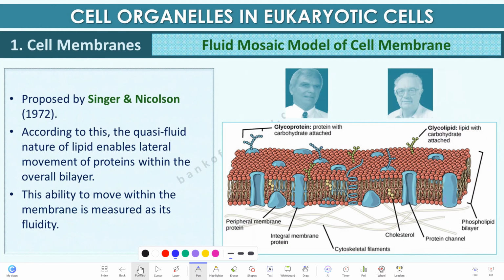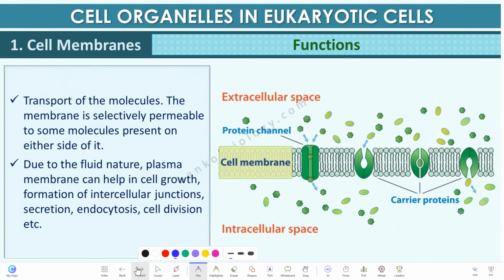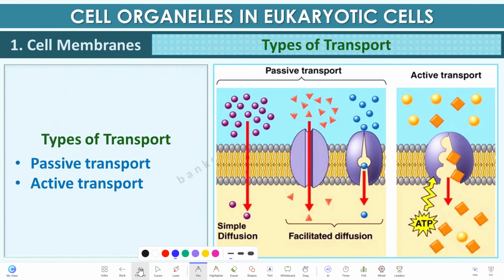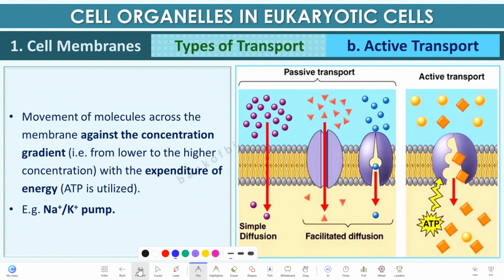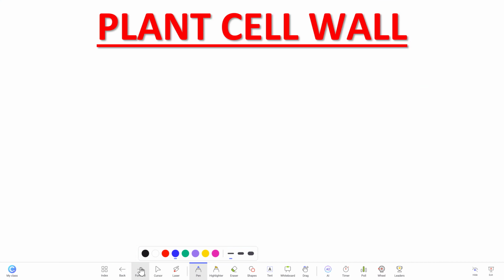These are two people, right? Singer and Nicolson, right? That's a function like transport of molecules, passive and active transport. Okay, this part we don't have to learn now. It's in a different chapter. Take a break. Then we'll study cell wall, right? Okay, 5 minutes.